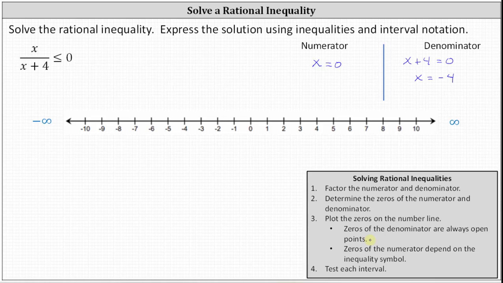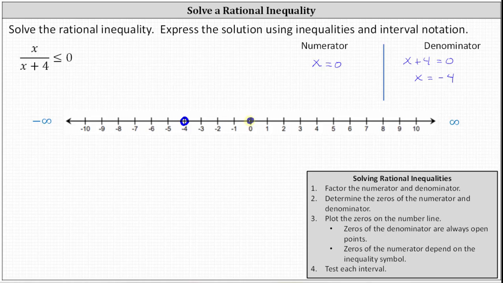Because our inequality is less than or equal to, because of the equal part, we make a closed point at the 0 of the numerator. Because negative 4 is a 0 of the denominator, we make an open point on the number line at x equals negative 4. And then because x equals 0 is a 0 of the numerator, and the inequality symbol is less than or equal to, we make a closed point at x equals 0.